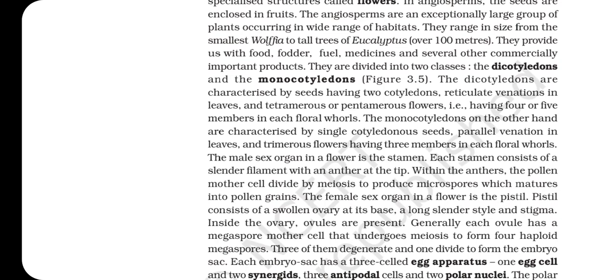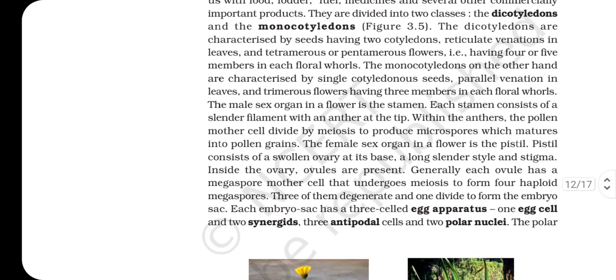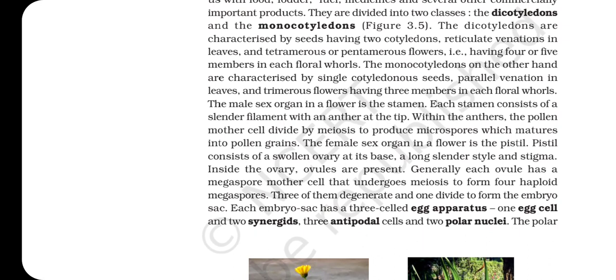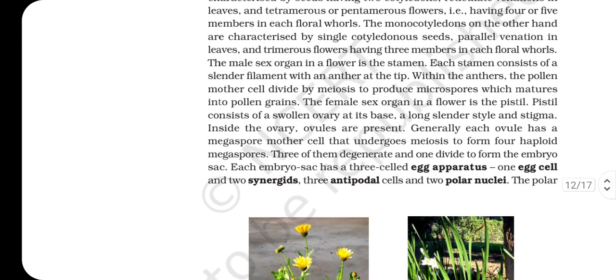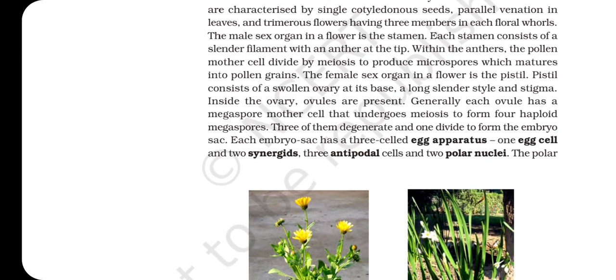The female sex organ in a flower is the pistil. The pistil consists of a swollen ovary at its base, a long style and a stigma. Inside the ovary, ovules are present. Generally, each ovule has a megaspore mother cell that undergoes meiosis to form four haploid megaspores. Three of them degenerate and one divides to form the embryo sac.